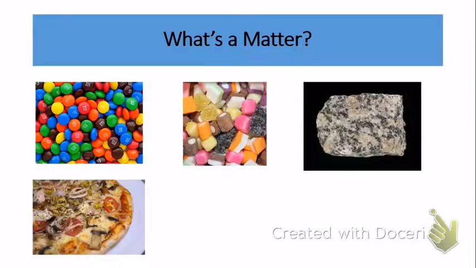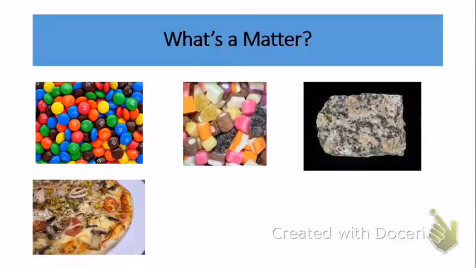Here are some pictures of heterogeneous mixtures. We have some M&Ms here, some different candies, some pizza, and so forth. These all have multiple different pure substances that are mixed together, but there's no chemical reaction going on here, and there's no dissolving really, and that's the point. I mean, think about the pizza.